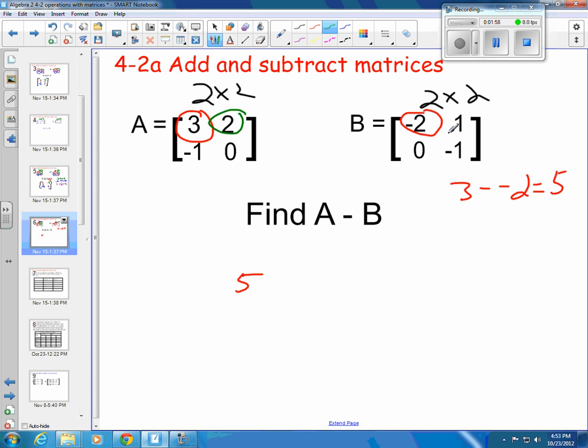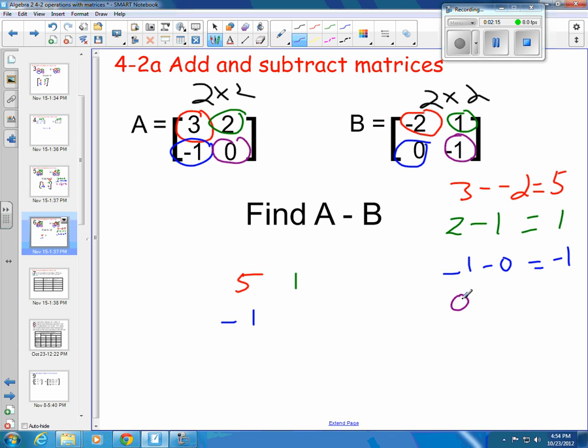And then I have a 2 and a 1, so that's 2 minus 1. 2 minus 1 is 1. And then I have my negative 1 and my 0, so negative 1 minus 0 is negative 1. And the last one down here is 0 and a negative 1, so it's 0 minus a negative 1. And minus a negative is addition, so it's 0 plus 1, which is just 1. And so here is my resultant matrix from subtracting A minus B.